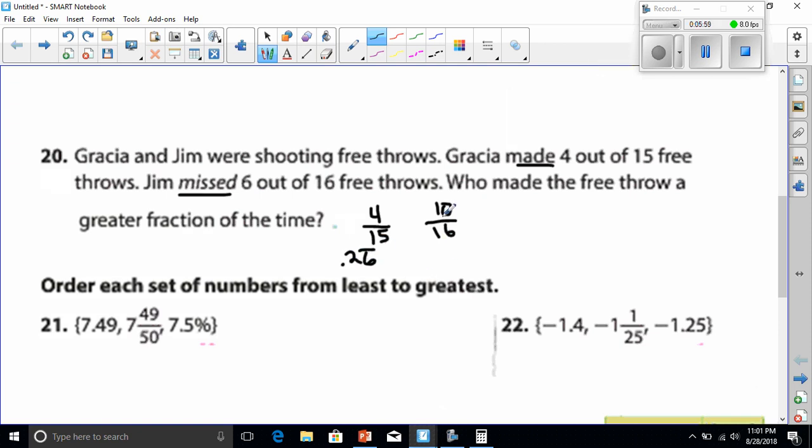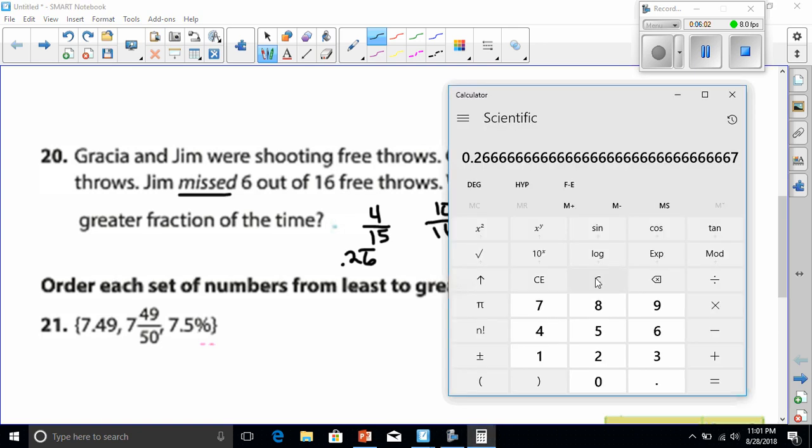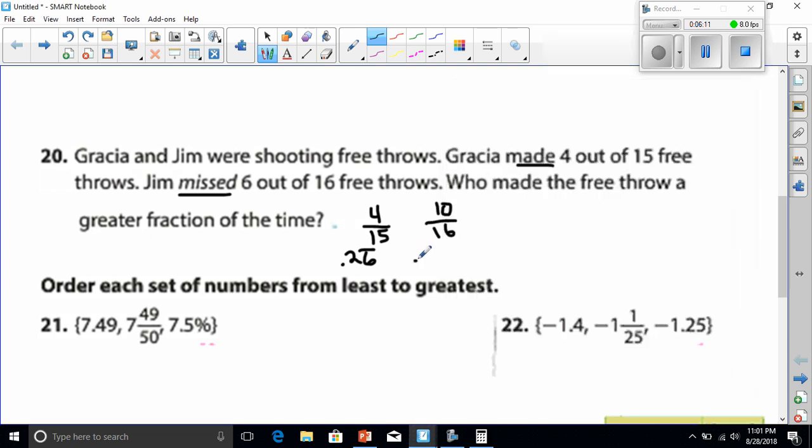Now we've got 10 divided by 16. 10 divided by 16 will give us 0.625. And as we can see, 0.625, since these are both positive numbers, is greater than 0.26 repeating. So who made the free throw a greater fraction of the time? I'm going to have to go with Jim, because missing 6 out of 16 left him making 10 out of 16.